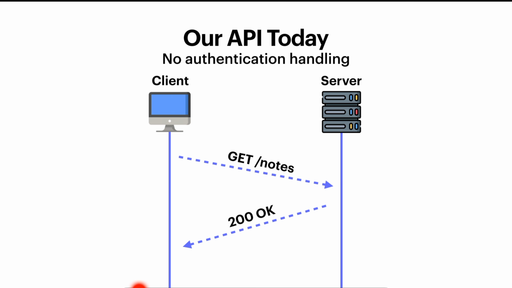Well, what does our API look like today? We have the client, which is just the curl command. What it does is it makes an API call to the server to get notes, and then the server responds back with the 200 and the response body. So it sends back all the notes data. But what do we want?